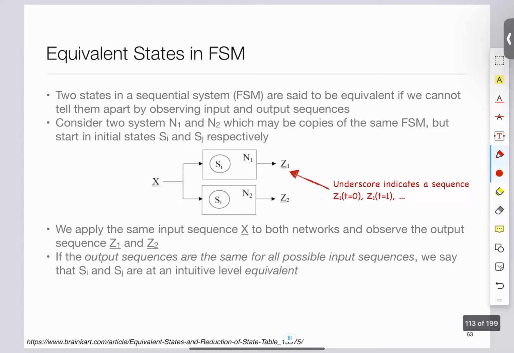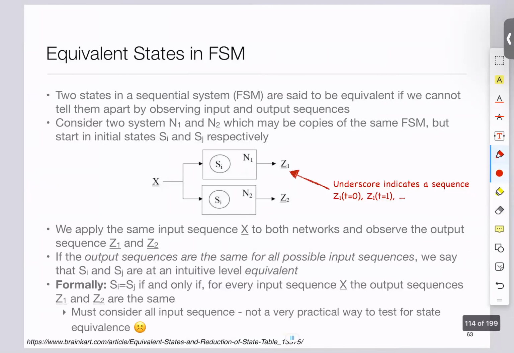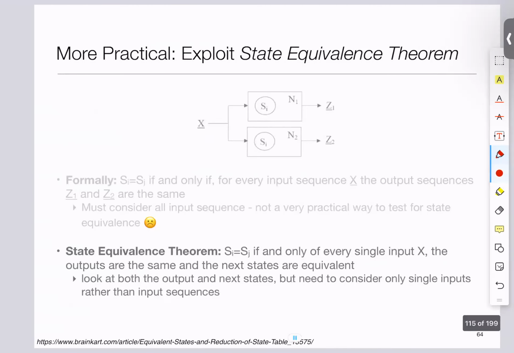So if the outputs are the same, we can say they are equivalent, and more formally, we say state Si is equivalent to state Sj if for every possible input the two produce the same output, assuming we started in Si versus Sj. Okay, now of course this is a mathematical definition, not very useful because I certainly can't try every possible input. So I need to find some better way of finding that two states are equivalent. So how do we do that?